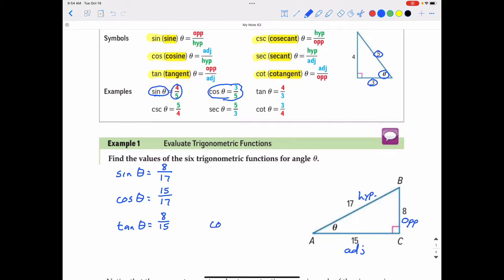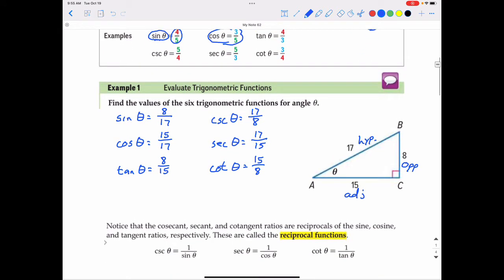Then we have cotangent of theta, and I'm going to do it in the same order that they have it up there, which is why I'm going to work bottom up now. The formula for cotangent is adjacent over opposite. So the adjacent side is 15, and the opposite is 8. The formula for secant is hypotenuse over adjacent. So the hypotenuse is 17, and the adjacent is 15. And then for cosecant, abbreviated CSC, the hypotenuse is still 17, but this time we use the opposite, and that is 8. So there are the 6 trig functions for angle theta.